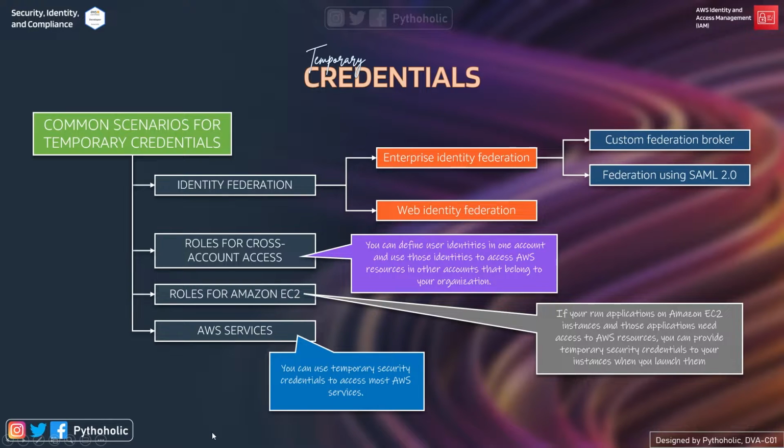And the last one that we have here is AWS services itself. You can use temporary security credentials to access most AWS services. There is a list of services that you can create roles for. The link to this list I'll provide in the description below so that you can check out all the services that you can create roles for and make use of them.